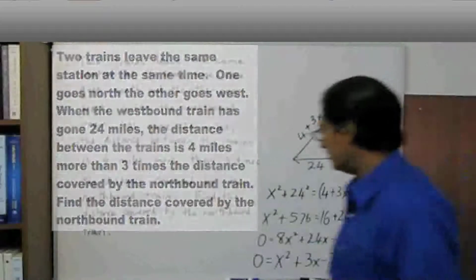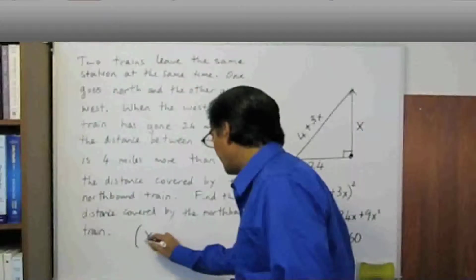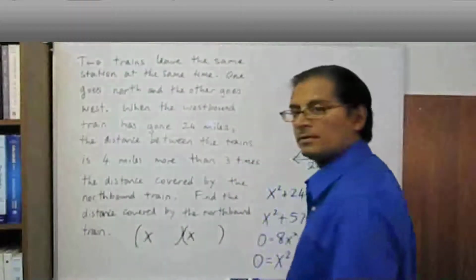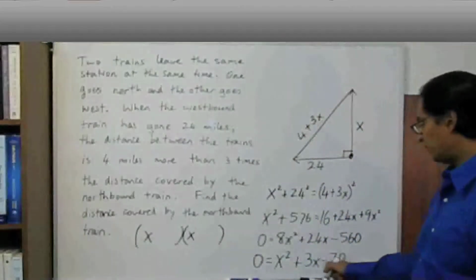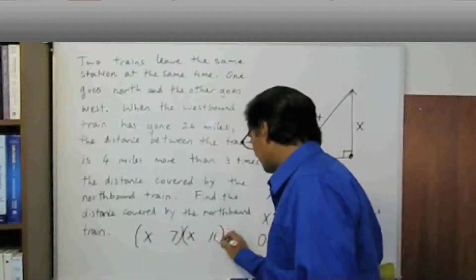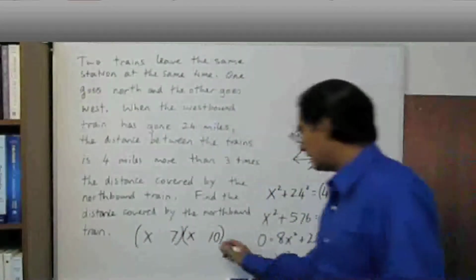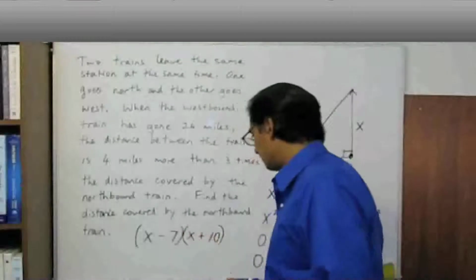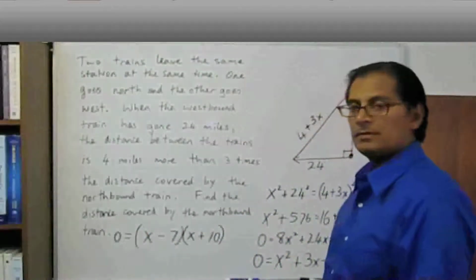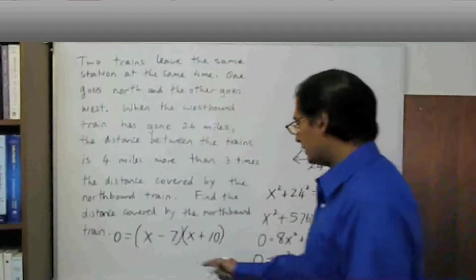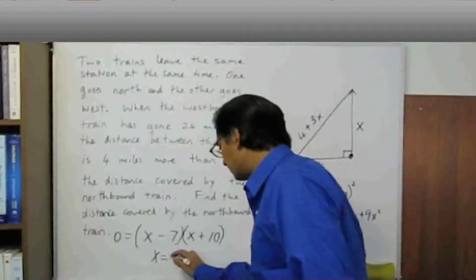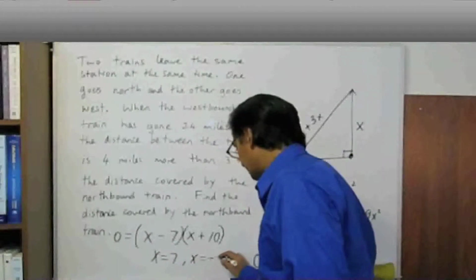We can factor this into (x )(x ). Factors of 70 that give us 3 would be 7 and 10. And since 3 is positive, we can make the 10 positive and the 7 negative. This is equal to 0. And then you'll also learn that once I set up my quadratic equation like this, the solutions are x equals 7 or x equals negative 10.